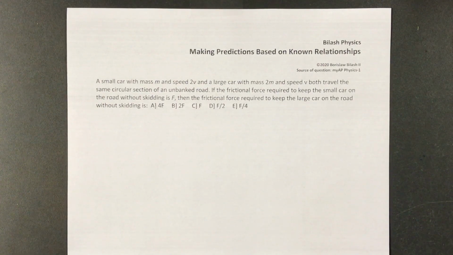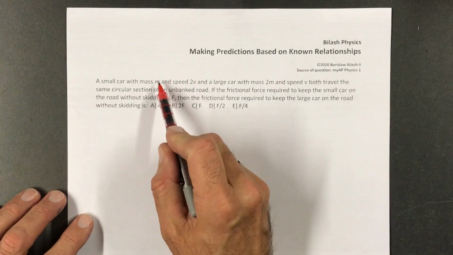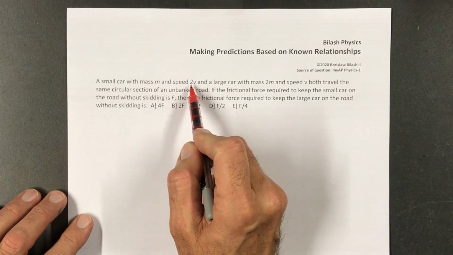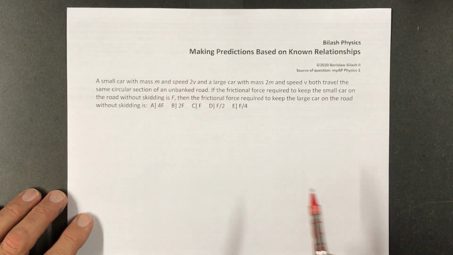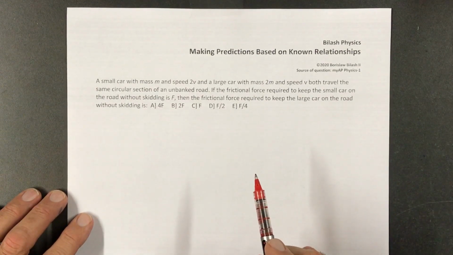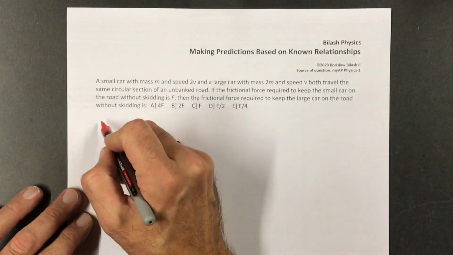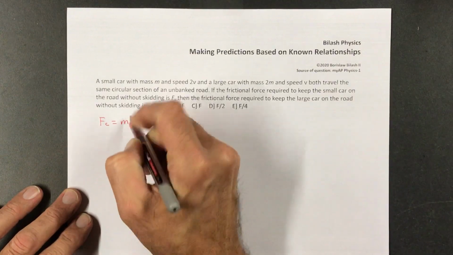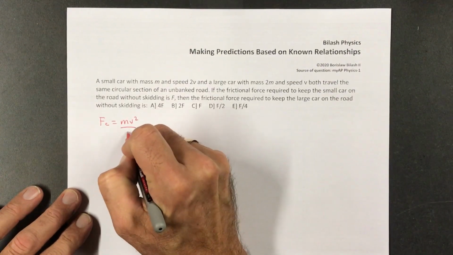If the frictional force required to keep the small car on the road without skidding is F, then the frictional force required to keep the large car on the road without skidding is one of the four answers. So based on the fact that we're provided with the mass and the velocity of the car as well as the radius, and we want to figure out what the frictional force is, we're going to be looking at the formula Fc is equal to mv squared over r.